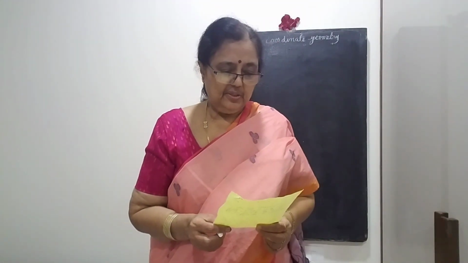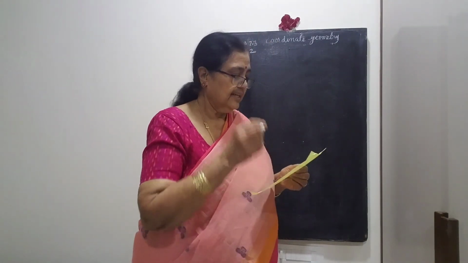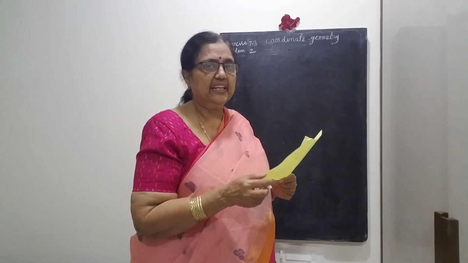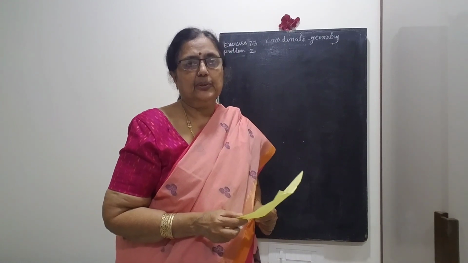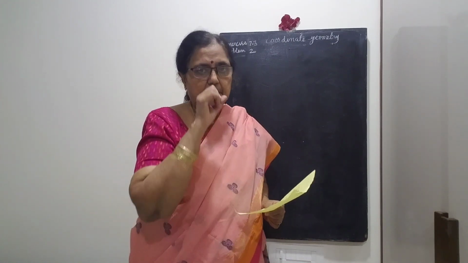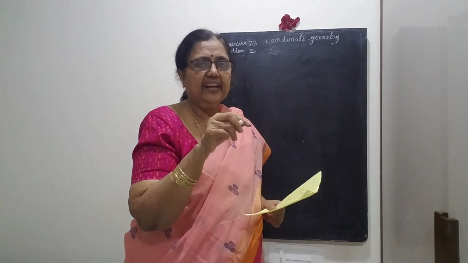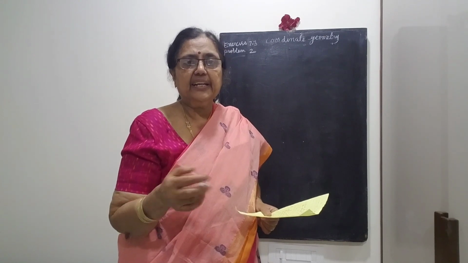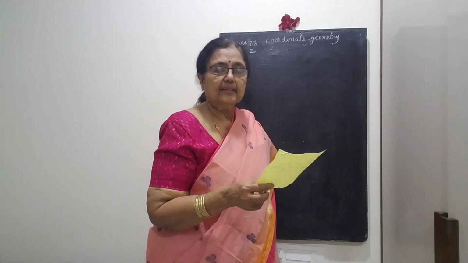Now I am teaching you in this video problem 2 of 7.3. Problem 2 is: find the values of k for which the points are collinear. When they are collinear, the area of the triangle will be 0, because all three points of a triangle are on the same straight line. So you can use the area formula for the collinear concept.